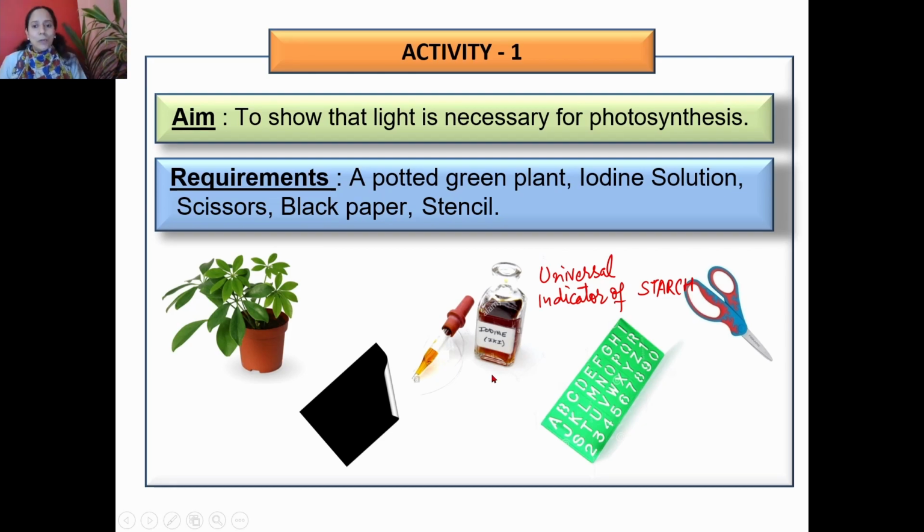We also have tincture iodine at home, and we have potato at home. You can cut a potato, put one drop of tincture iodine on it, and you will see the reaction. If it turns bluish black, this means the potato has starch, and actually potato has starch. So this iodine solution acts as a universal indicator of starch.